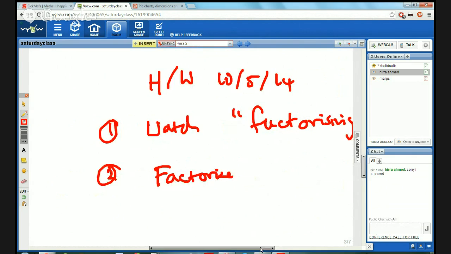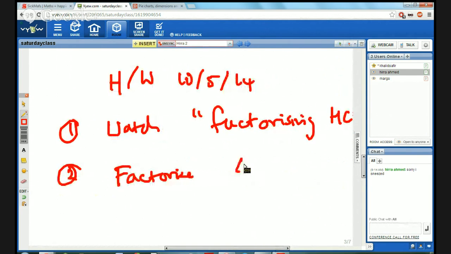Factorize 4x squared plus 6x. Okay? Yeah. That's all you've got to do.